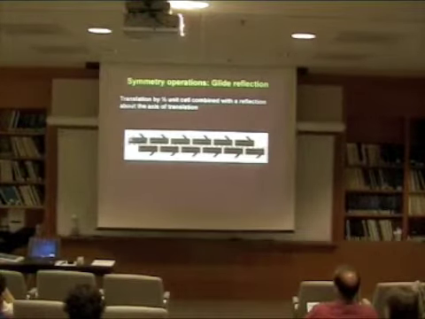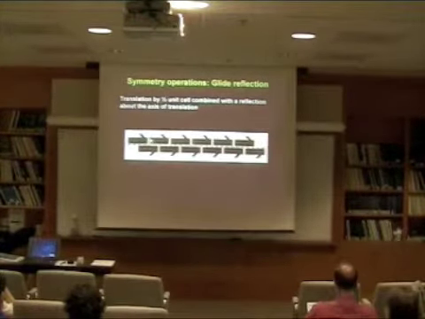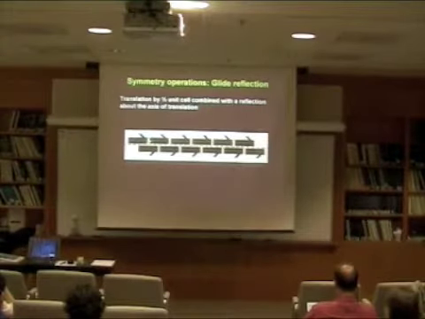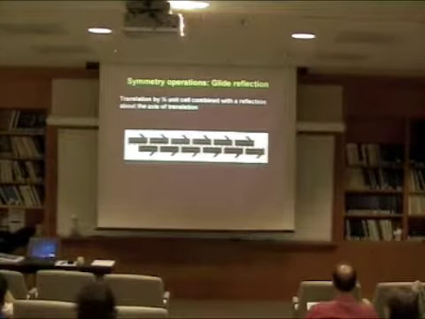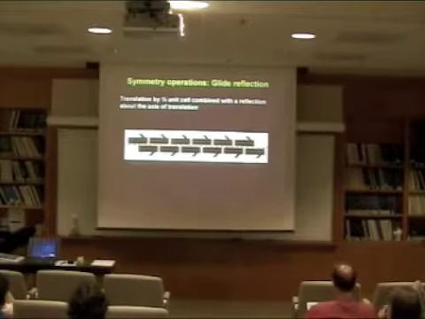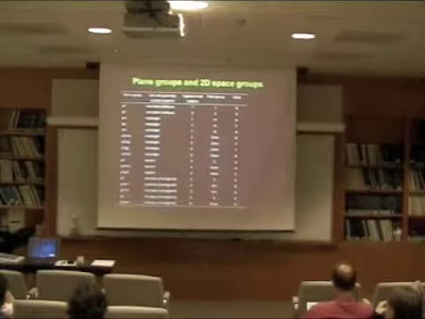So if we start with this molecule here and we translate half a unit cell along the red axis, and then we mirror this molecule about the red axis, then we come up with this structure here. And that therefore is indistinguishable from the original orientation. So that's what we call a glide plane or a glide reflection.